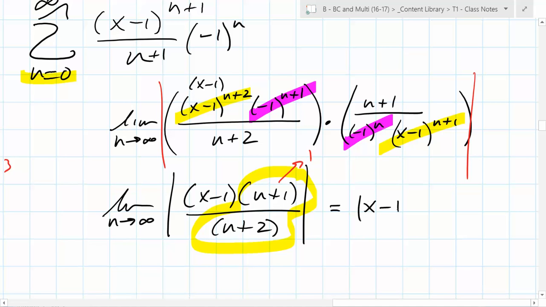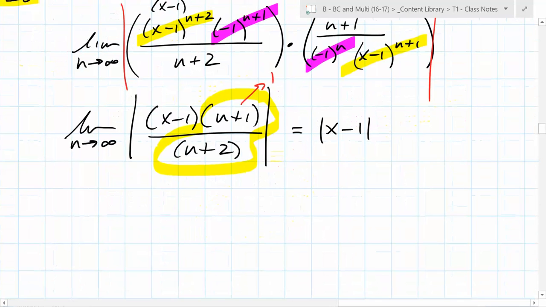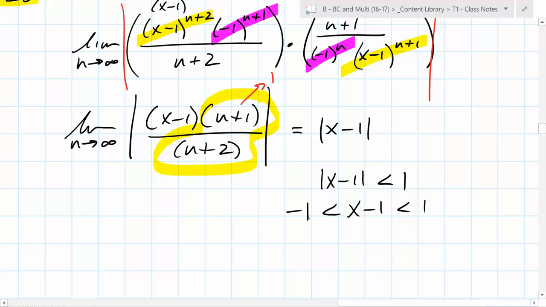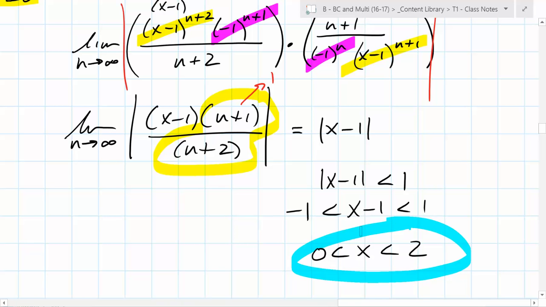Do you agree it equals the absolute value of x minus 1? Nice. For a series to converge using the ratio test, the limit has to be less than 1. So for this to converge, the absolute value of x minus 1 needs to be less than 1, which means x minus 1 has to be less than 1 or greater than negative 1. When you expand it out for absolute value, I add 1 to all three places, and what do I get? 0, x, and 2. Did we suspect that was the interval of convergence?